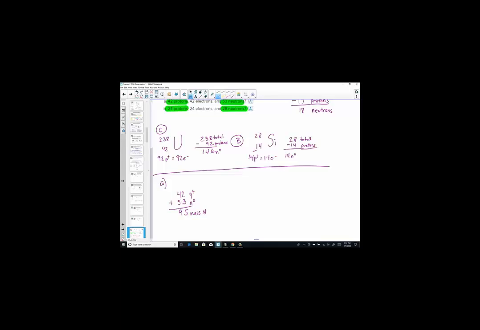Who's number 42 on our periodic table? Number 42 gives me the identity as molybdenum, a mass number of 95 over atomic number 42.